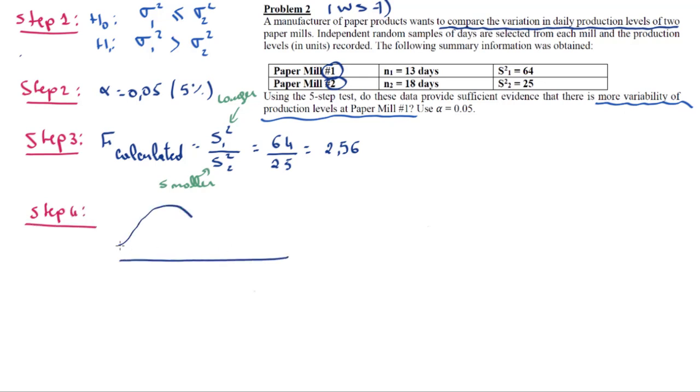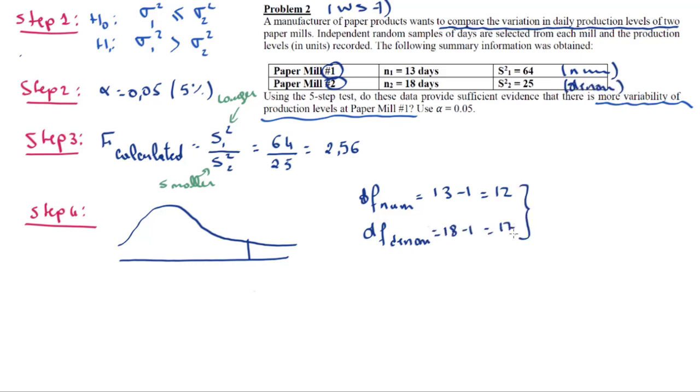In step 4, we need to determine F critical. To do so, we need the degree of freedom of the numerator and the degree of freedom of the denominator. The degree of freedom of the numerator is equal to n1 minus 1, which is 13 minus 1, and the degree of freedom of the denominator is n2 minus 1, which is 18 minus 1.